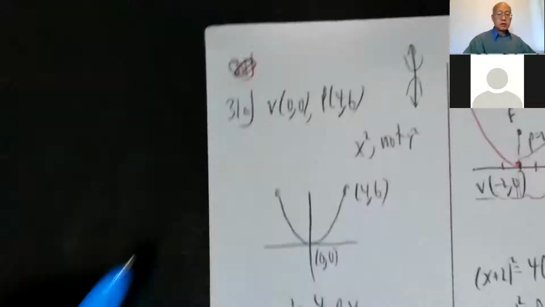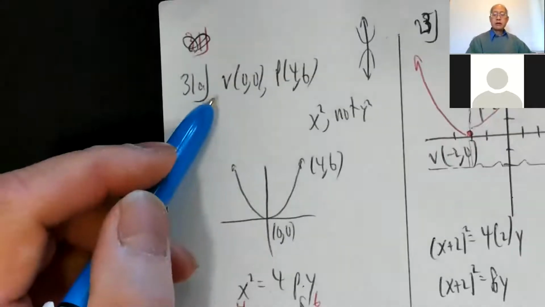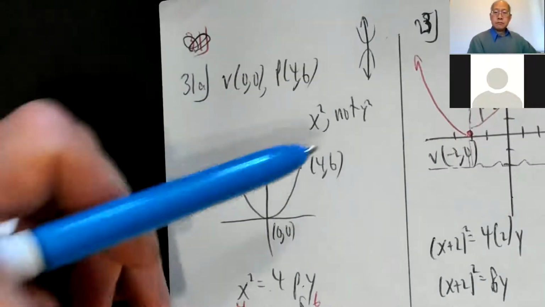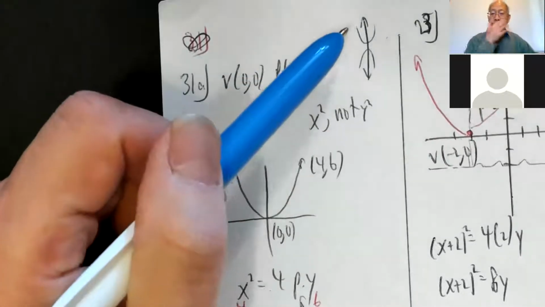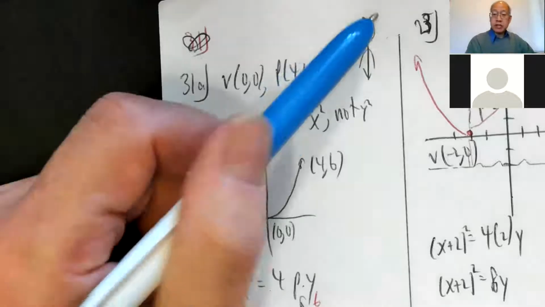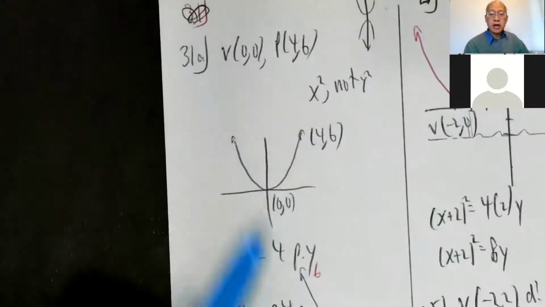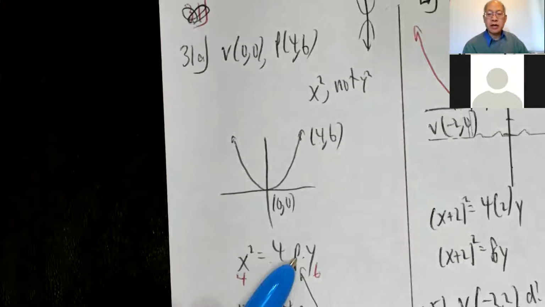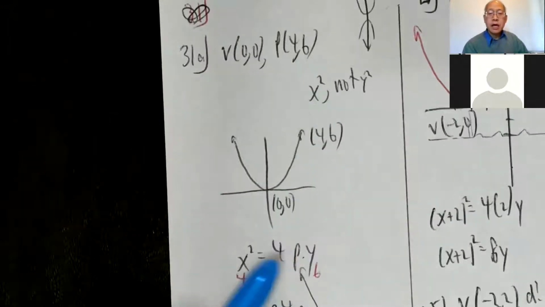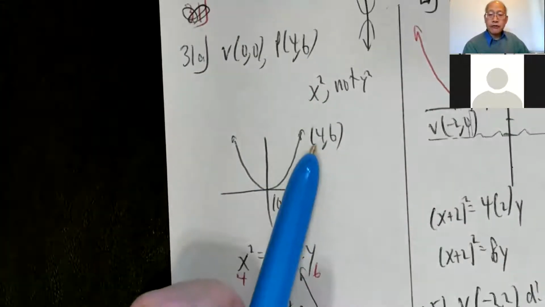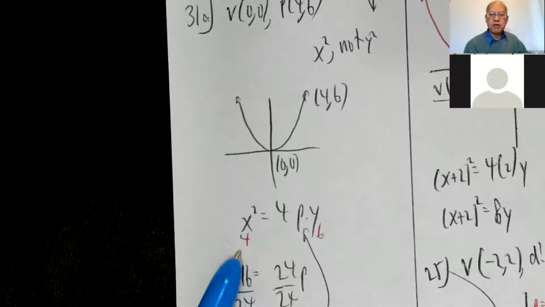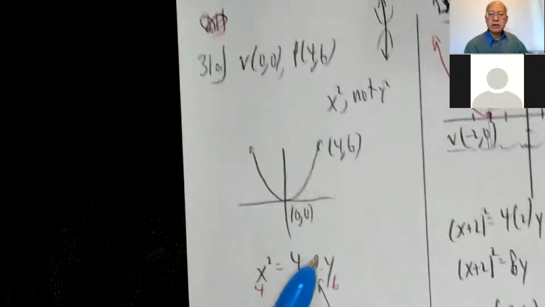For 31A, axis parallel to the y-axis means it's going up and down. That means x is squared and not y. The vertex is the origin, so I know it's x squared equals 4py. How do I find the p? Plug in 4 for x, 6 for y.